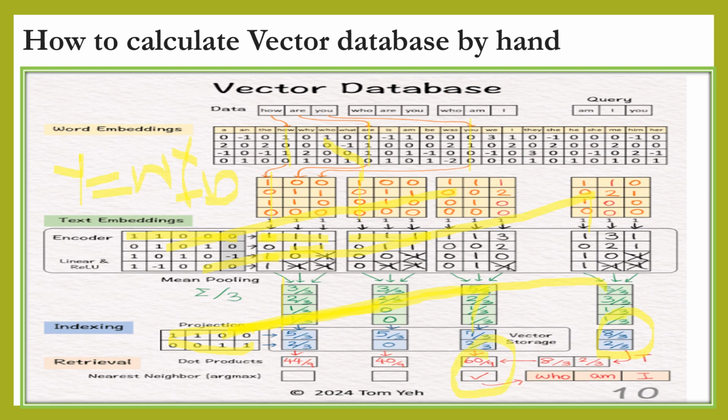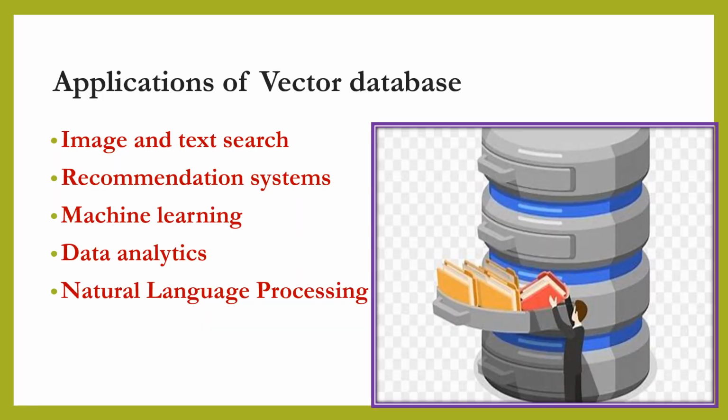So it is having the highest value. So we will consider that this is the next word. This is the word we were looking for. And what is this word? That is who am I. So this is how these vector databases are calculated by hand.